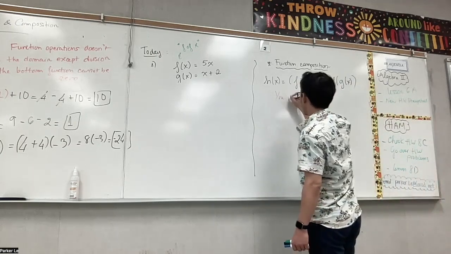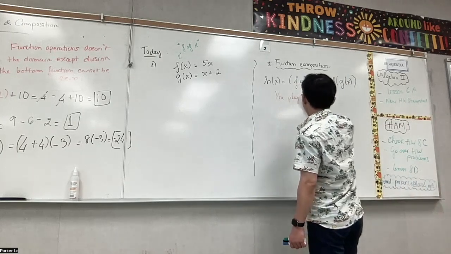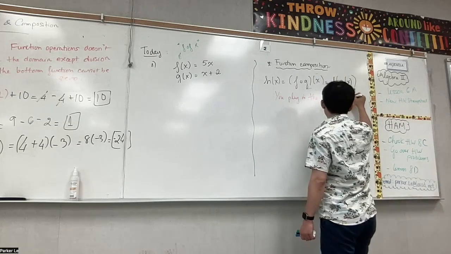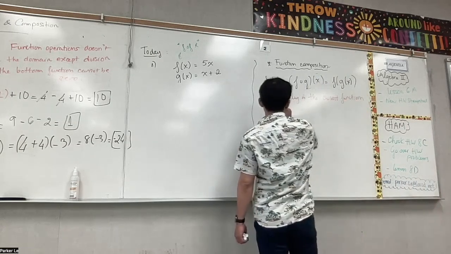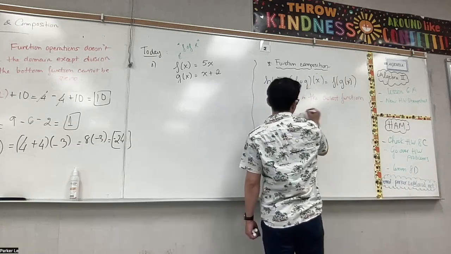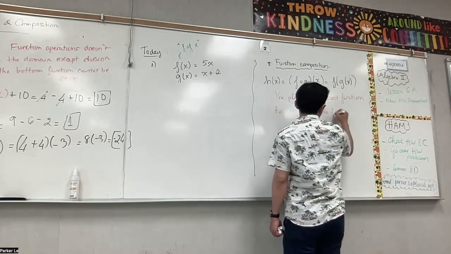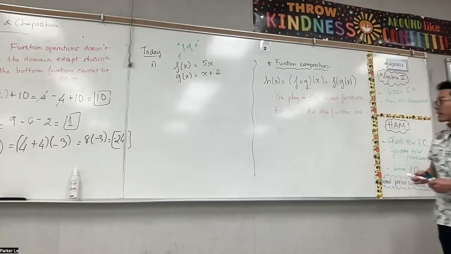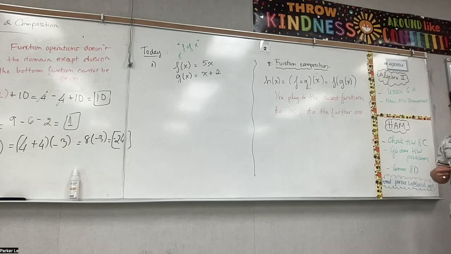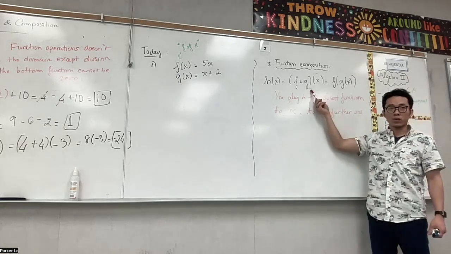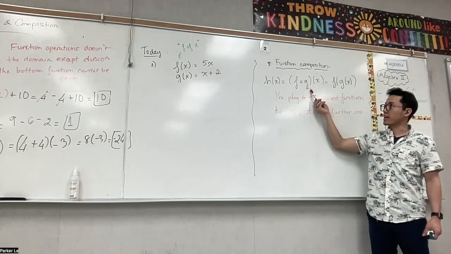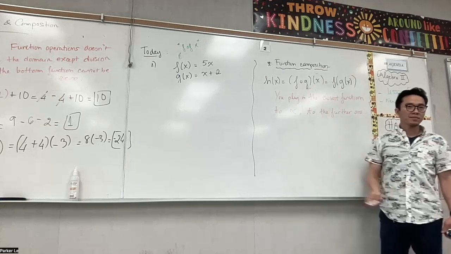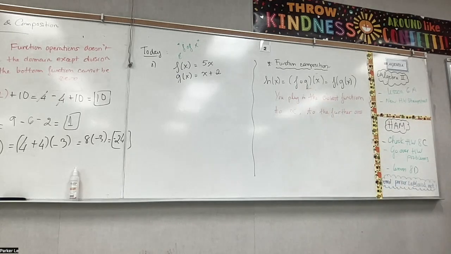So you plug in the closest function to x into the further one. I will explain what it means. So you plug in the closest function to x into the further one. What is the closest one to x? G. And the further one is F, right? So you're gonna plug in G into F. I'm gonna explain what that means.